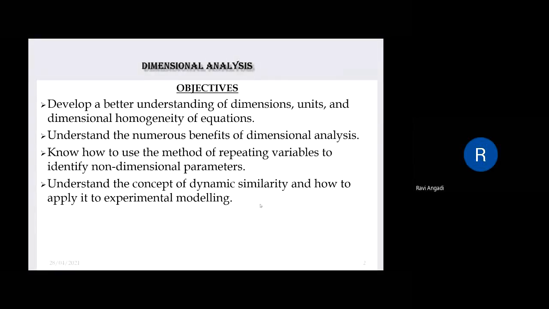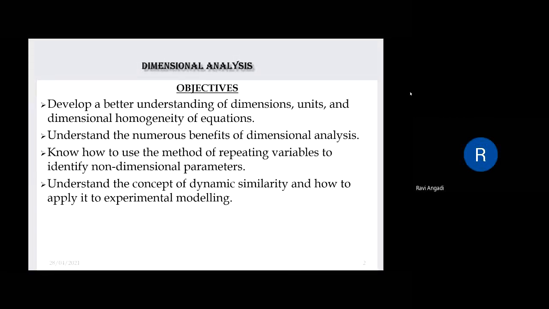So as I was discussing, the objectives of dimensional analysis. Dimensional analysis is the first module of this applied hydraulics subject. It's a mathematical technique which is used to analyze the problem, that is the definition of dimensional analysis. It is a mathematical technique in which the use of dimensions, which is very, very important, of different parameters of a physical problem is used.